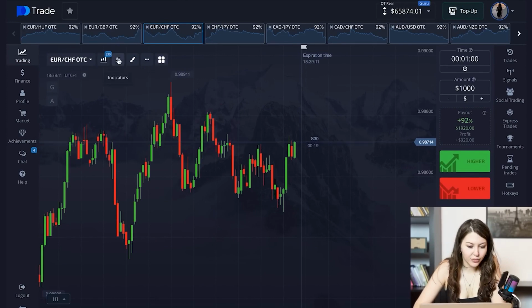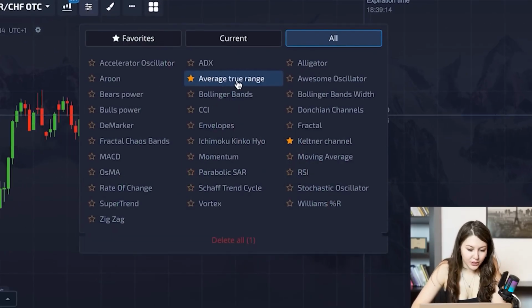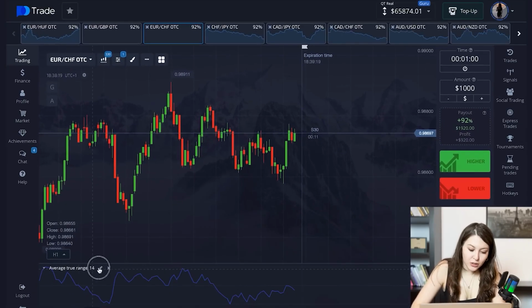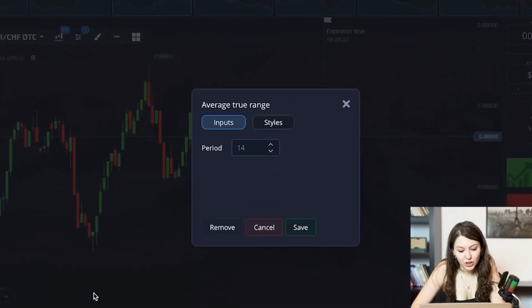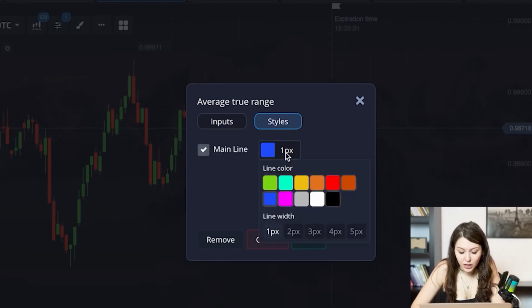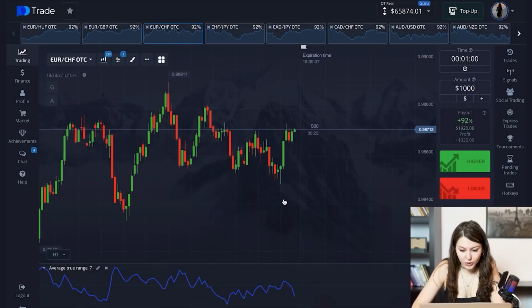So we have the area for the indicators, and the first indicator that we're gonna use today is Average True Range. I know it's rarely used by traders, but I really like this indicator and I want to tell you about it. So as usual, we correct the period and the style so we're comfortable to work with, and let's save it and see what we're seeing here.